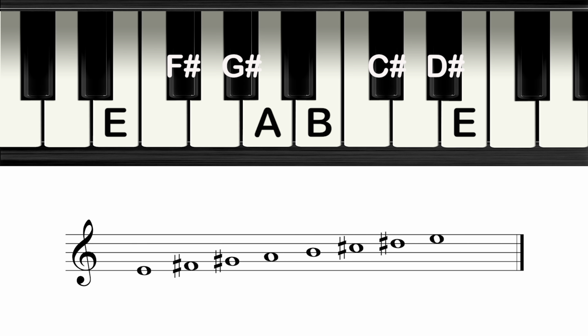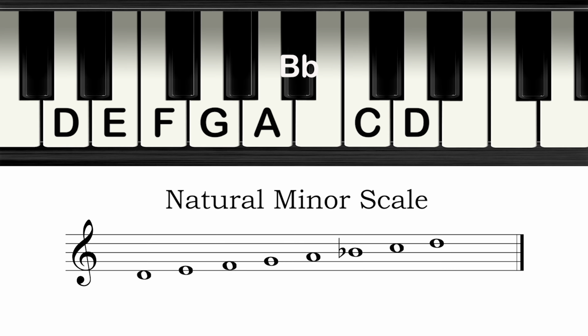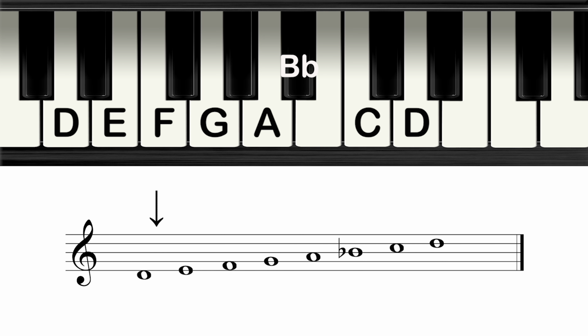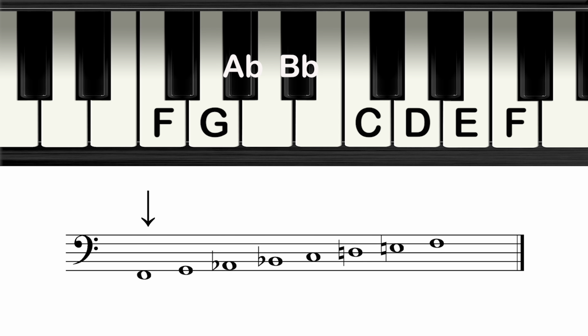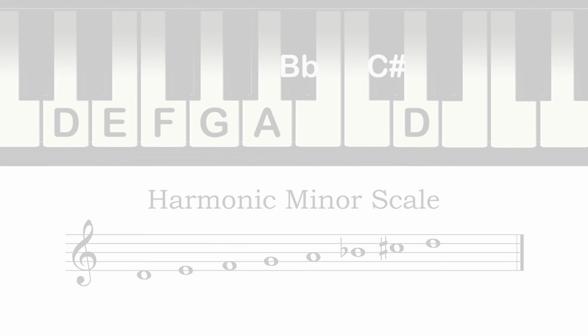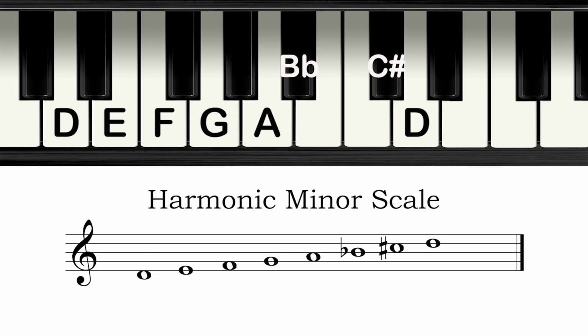A major scale consists of half steps and whole steps. A natural minor consists of half steps and whole steps. A melodic minor scale is a natural minor scale with a 6th and 7th degree of the scale raised a half step. Melodic minor also consists of half steps and whole steps. Our harmonic minor scale is a natural minor scale with a 7th degree of the scale raised a half step.